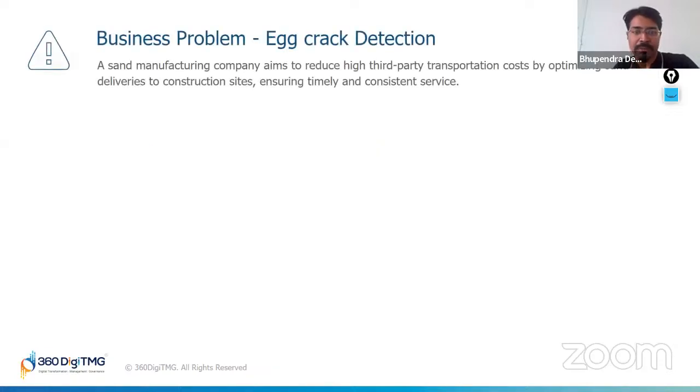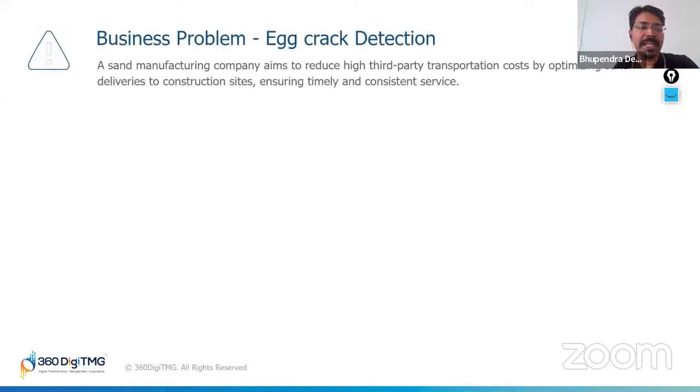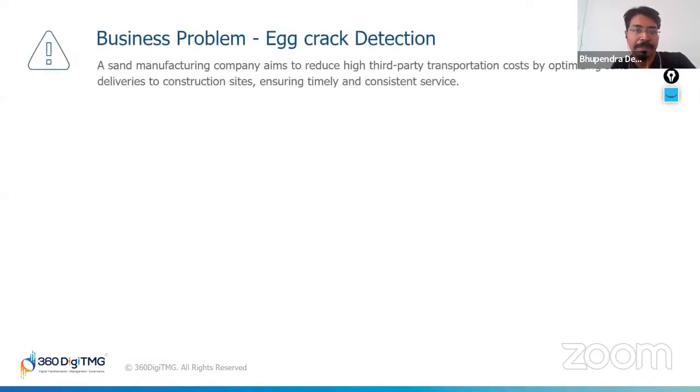So, when we talk about the project here, the business problem is a sand manufacturing company aims to reduce third-party transportation, right? Now, unfortunately, our guest for the evening is not present here due to some unforeseen situations. So the business problem: a sand manufacturing company aims to reduce third-party transportation cost by optimizing sand deliveries to construction sites, ensuring timely and consistent service.